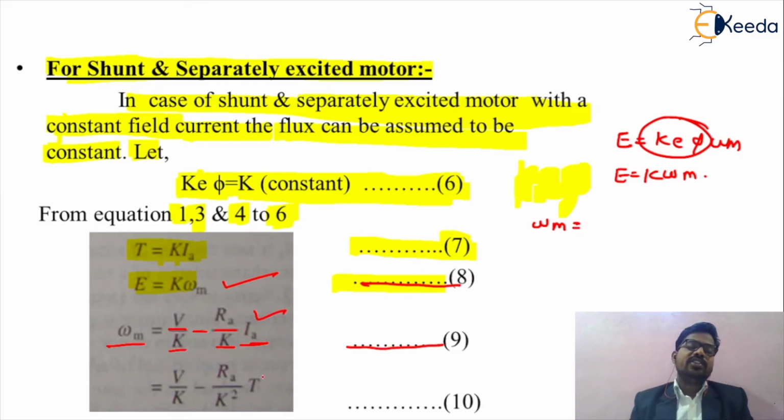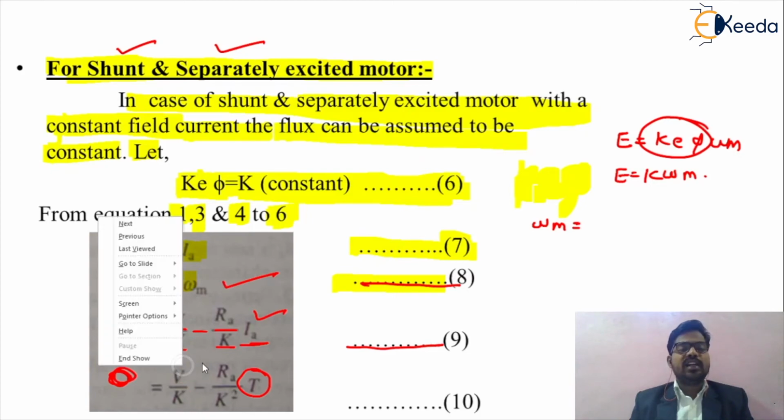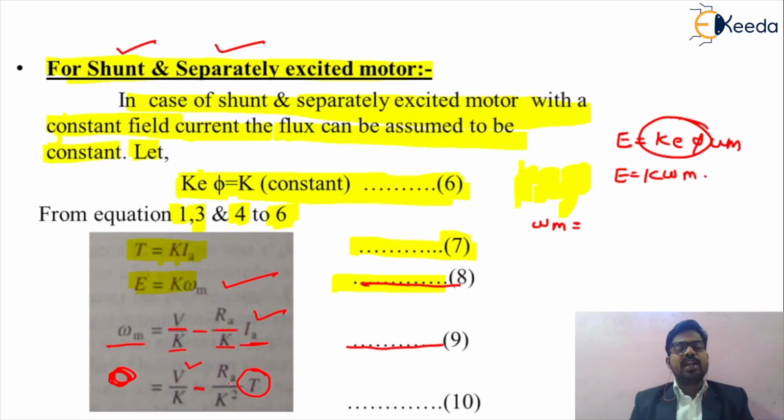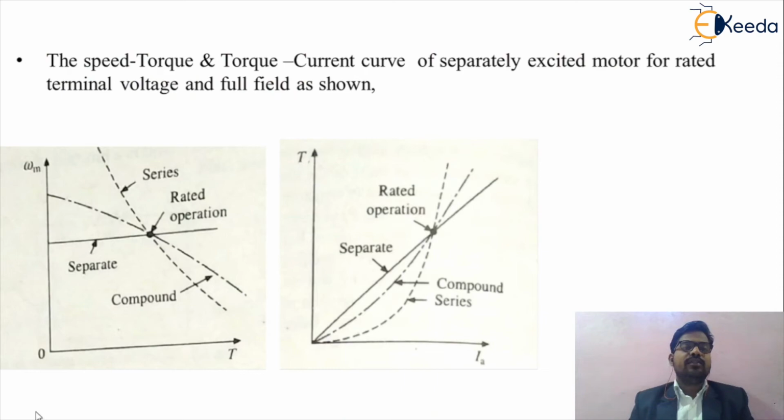While getting the relationship between torque and speed, we get equation number 10 in concern with the shunt and separately excited motor. Now we substitute the value of IA into that equation. So we get the torque and speed relation: omega m is equal to V divided by K minus RA divided by K square into torque. This will be equation number 10 of your DC motor. So these are the basic equations of torque, speed, generated EMF and motor constant in concern with your shunt and separately excited motor.